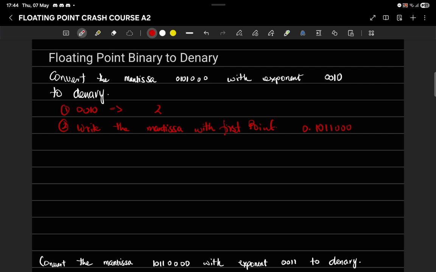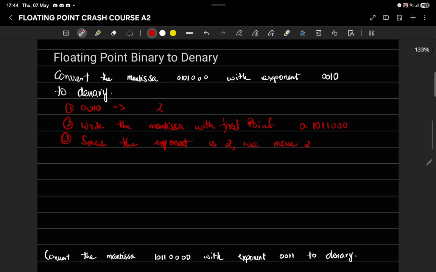Okay, now the third step, since the exponent is 2, we move 2 places to the right. So a logical shift 2 places to the right. If we do that we would end up with 010.11. Okay, 2 shifts, so 1 2.